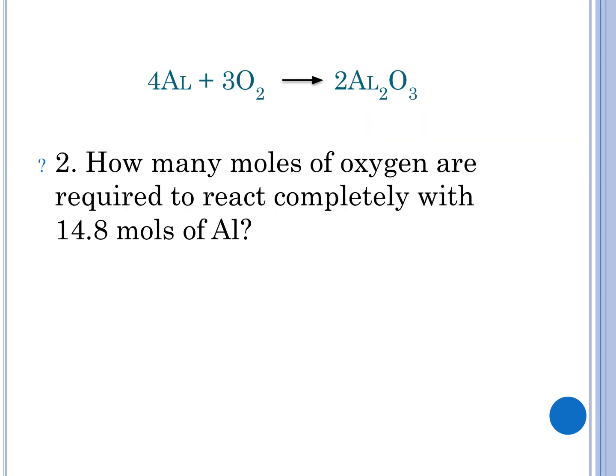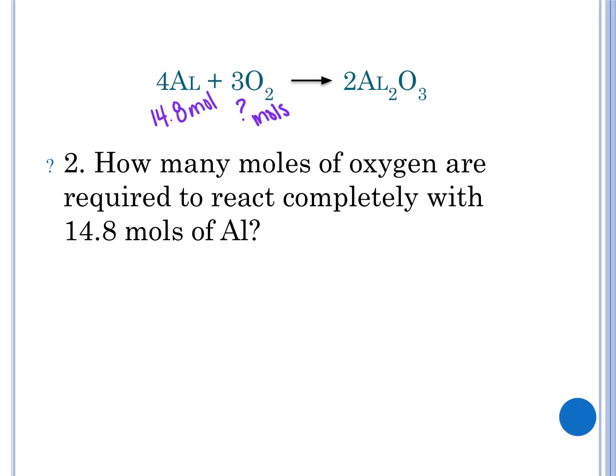All right, so this one, it's the same reaction. This time you're figuring out how many moles of oxygen are required to react completely with aluminum. So you have 14.8 moles of aluminum. This time you're figuring out how many moles of oxygen are needed. Okay, so I want you to try this one on your own. How far can you get without my help? I'm going to walk around. If you need my help, call me over, and then we'll check answers.